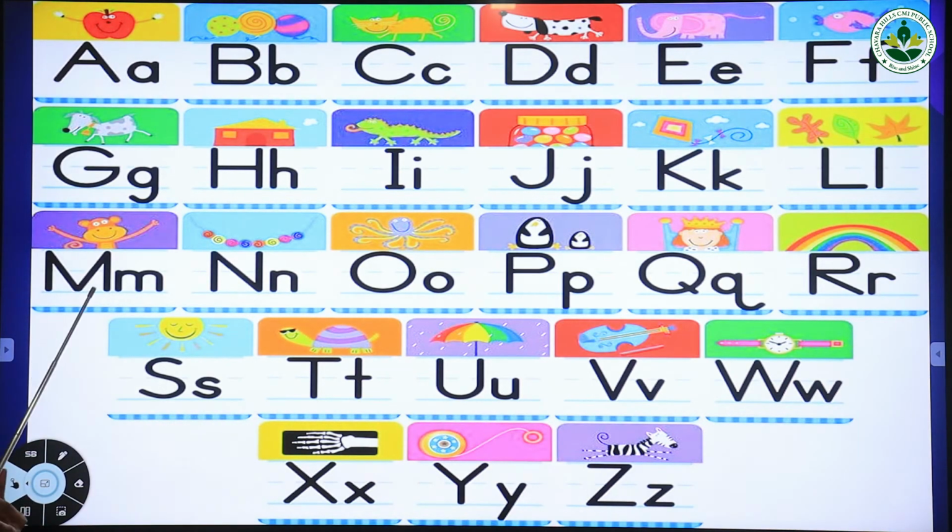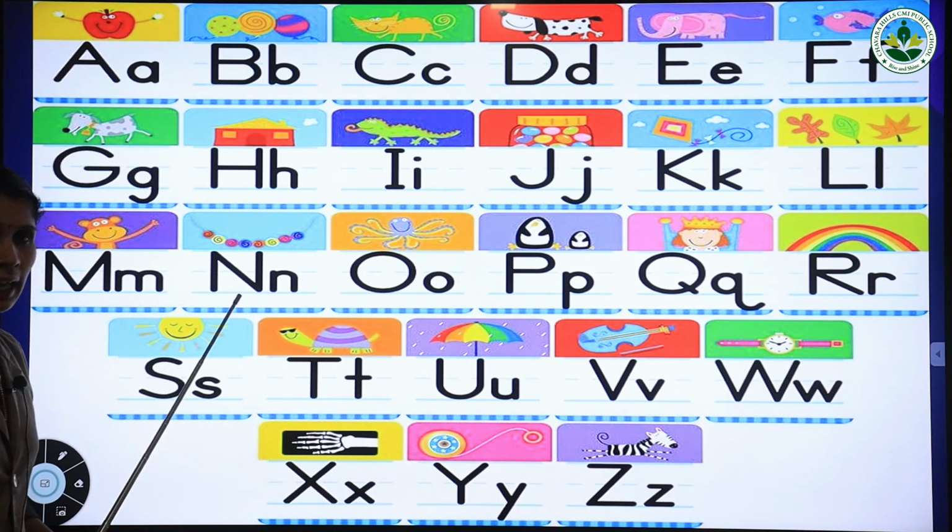Letter M has capital letter M and small letter M. Repeat after me. Capital letter M, small letter M. Say the sound of letter M. Yes, the sound of letter M is M. Okay, and our next letter, N.